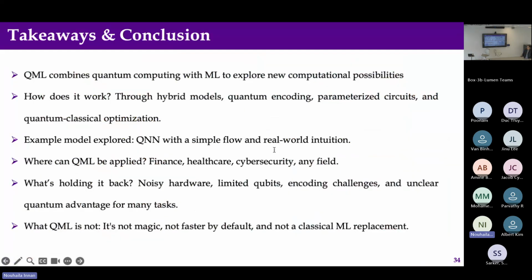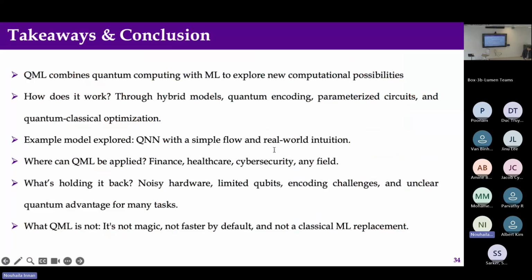For the conclusion and takeaways: as I mentioned, quantum machine learning combines quantum computing and machine learning to explore new computational possibilities. We are still trying to explore them. How does it work? We have the hybrid models, encoding, parameterized circuits, and the optimization part, which is done classically. Then, as I mentioned, one example is QNN. Quantum machine learning can be applied to any field, but it's based on your objective.